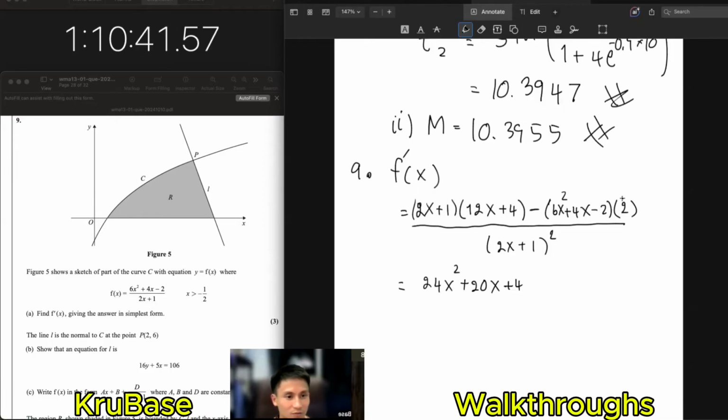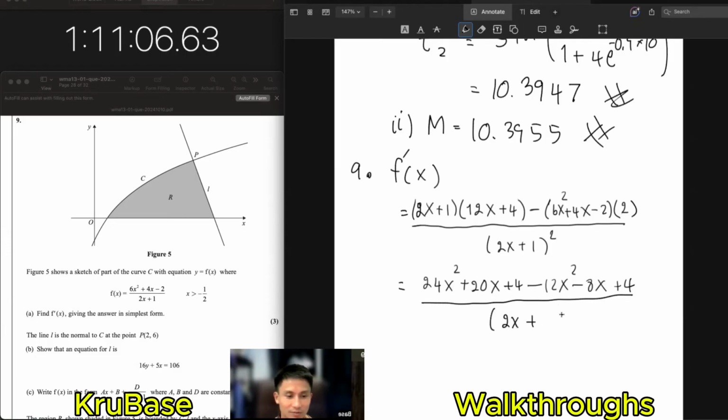This one I've got to be careful. I'm going to need to expand everything in first. So I get a 12x squared. So that's a minus 12x squared considering the minus sign. And that's an 8x, so that's a minus 8x. And that's a minus 4, minus, so that becomes a plus. All divided by that. I'm not going to expand that, guys. See if I need to, but I'm going to keep it as that for the time being.